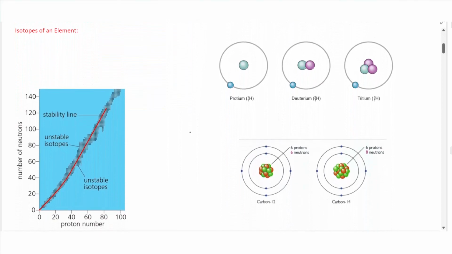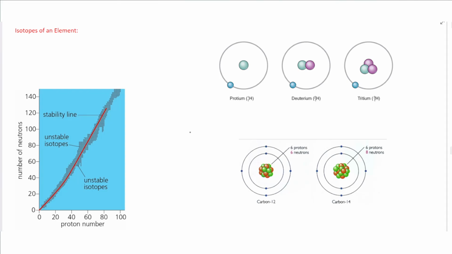Now we go to the idea of isotopes of the same element. For example, there are three isotopes of hydrogen called protium, deuterium, and tritium. They all have the same number of protons. They have the same proton number, but different neutron or nucleon number. For example, protium has no neutrons. Deuterium has one neutron. Tritium has two neutrons, but they all have one proton. And for a neutral atom, they have the same electron number also.